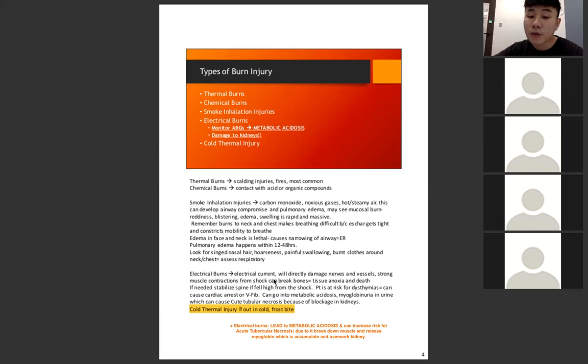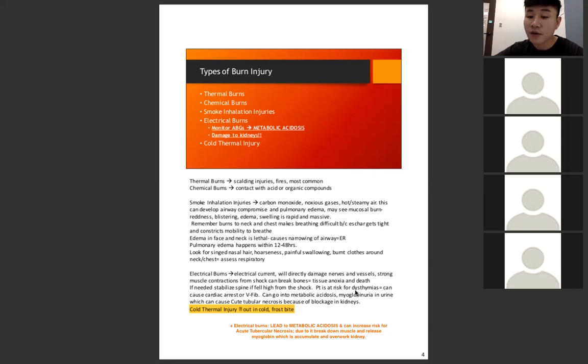So electrical current will directly damage nerves and vessels, and strong muscle contraction from shock can break the bones. Electrical burns can cause severe muscle contraction that is so strong it could result in the break of our bones. This can also lead to tissue anoxia and death.